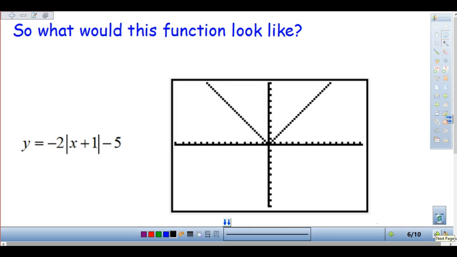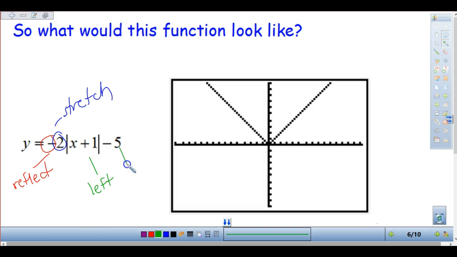All right. So now we can put it all together. So again, in your homework, what's best is if you can tell me what everything's going to do. So that's going to reflect it. This 2 is going to stretch it. And then here we are going to go left. And here we're going to go down. That's the part I graphed first.